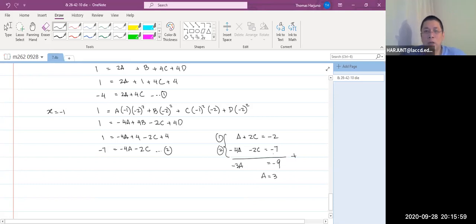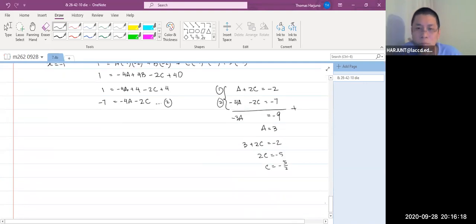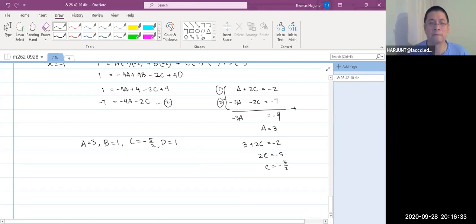If a equals to 3, then c will be, 2c is -5, c is -5/2. Okay, so now I have that complete: a equals to 3, b equals to 1, c equals -5/2, d equals to 1.